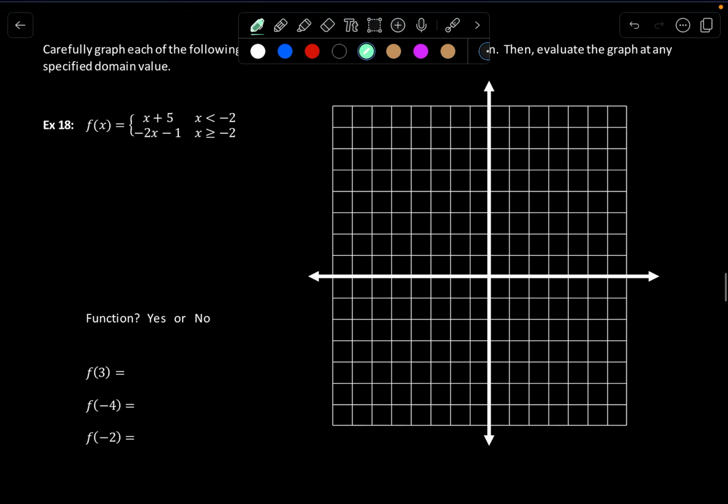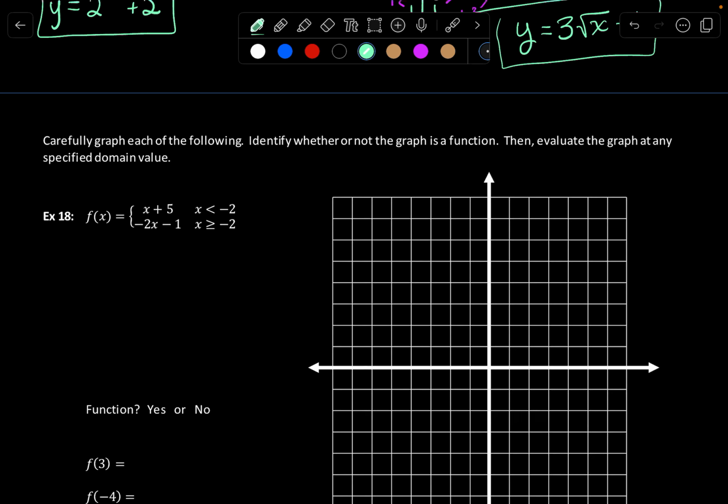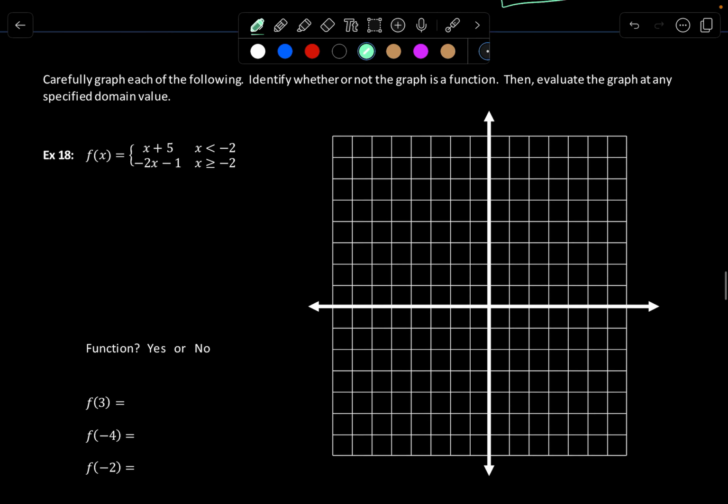All right, this is the last video for Unit 1, Transformations, and it's going to be over piecewise functions. So the instructions say, carefully graph each of the following, identify whether or not the graph is a function, then evaluate the graph at any specified domain value.